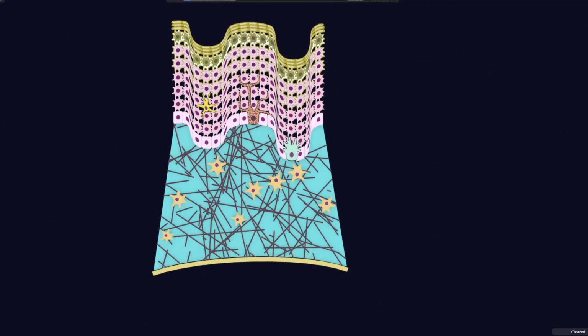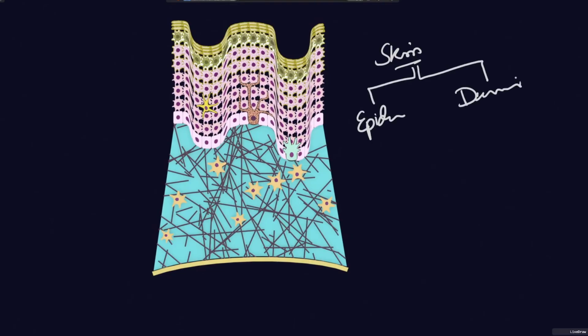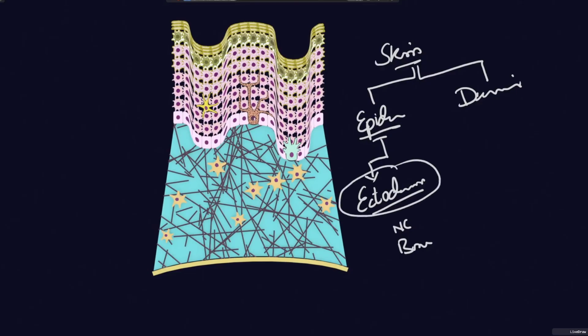In summary, a very short summary: skin has epidermis and skin has dermis. If you talk about epidermis, it arises mainly from ectoderm, and besides ectoderm, neural crest cells and bone marrow cells also contribute by providing the Langerhans cells, melanocytes, and possibly the Merkel cells. But mainly it is the ectoderm that forms most of the epidermis, right?